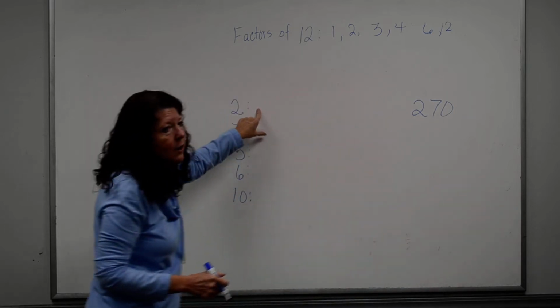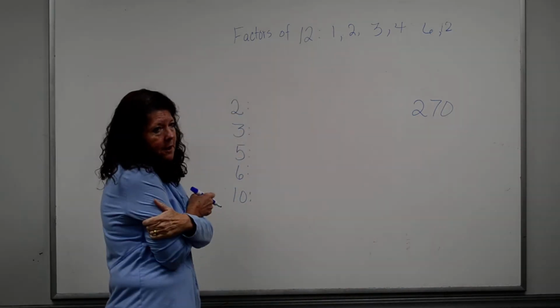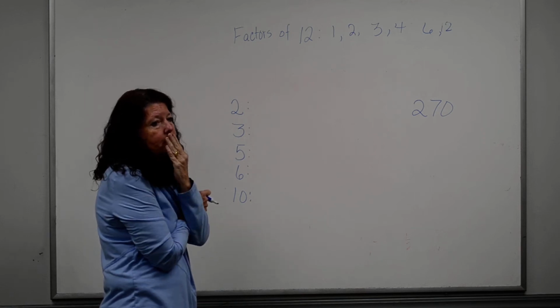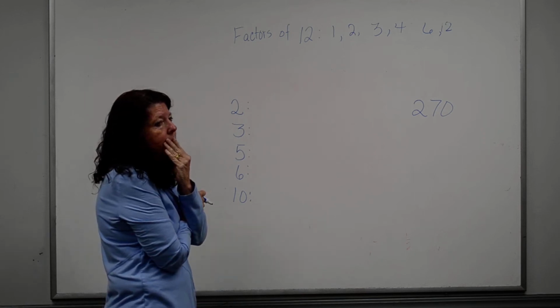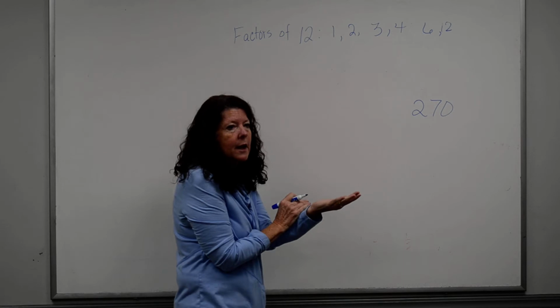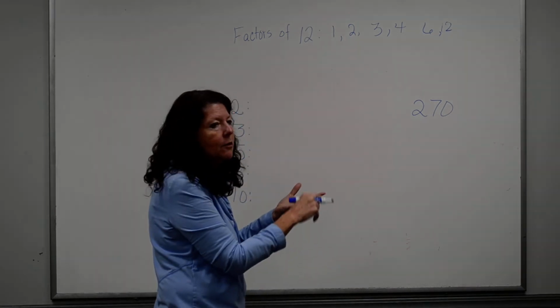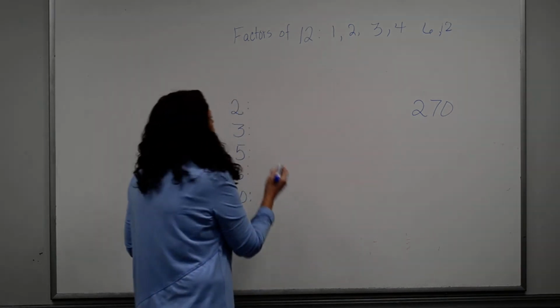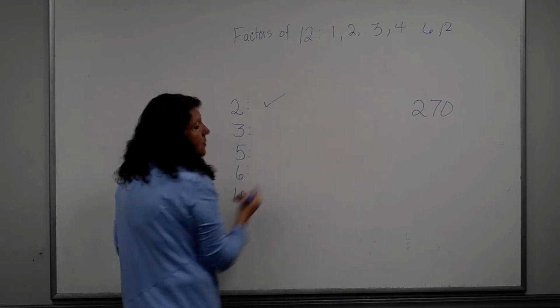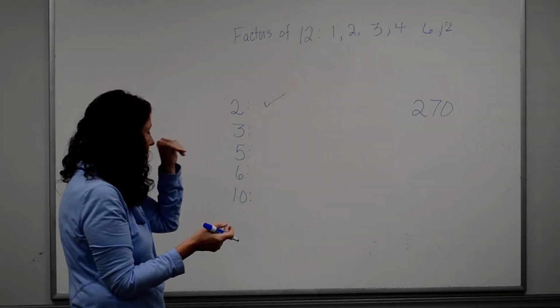But first I'm going to figure out, does 2 go into 270? How do you know? Because 0 is an even number. It ends in an even number: 0, 2, 4, 6, or 8. So I can divide 2 into it. So I know 2 times something equals 270.